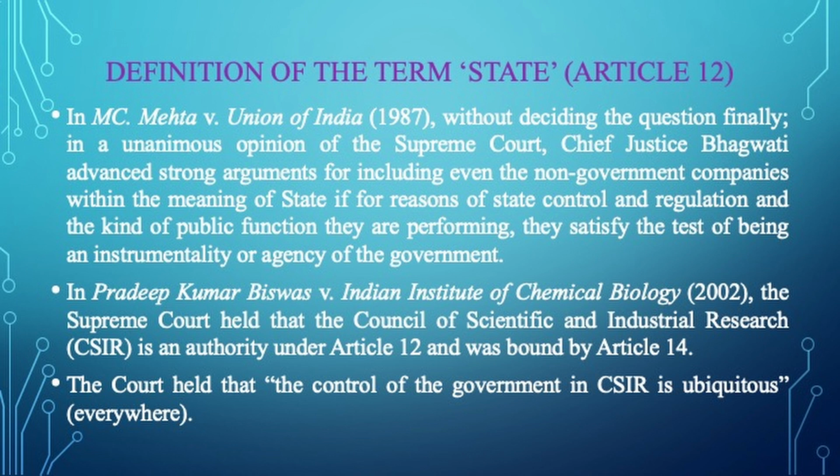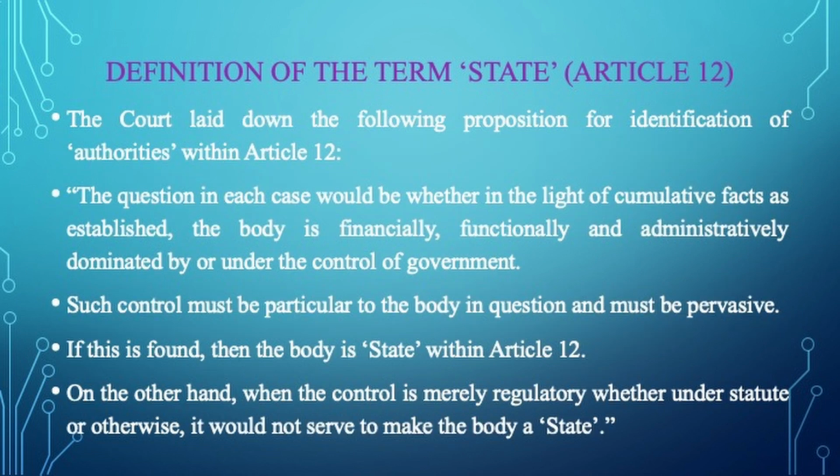Again, an expansive interpretation of the expression "other authorities" in Article 12 is furnished by the decision of the Supreme Court in Pradeep Kumar Biswas versus Indian Institute of Chemical Biology. In this case, the Supreme Court held that the Council of Scientific and Industrial Research is an authority under Article 12 and was bound by Article 14. The court held that the control of the government in CSIR is ubiquitous, that is, everywhere. The court laid down the following proposition for identifying authorities within Article 12.